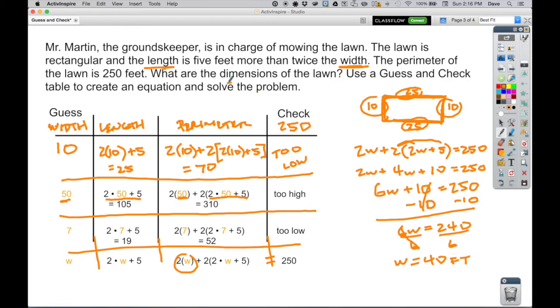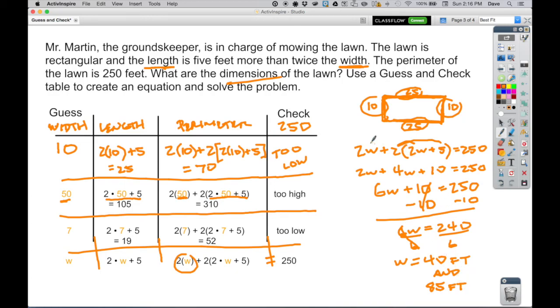And it asks for the dimensions, so that means they want the length too. So the length, so it's 40 feet, and let's see here. The length is 5 feet more than twice the width. So twice 40 would be 80, plus 5 more feet would be 85 feet. So it's a 40 foot by 85 foot rectangular lawn.